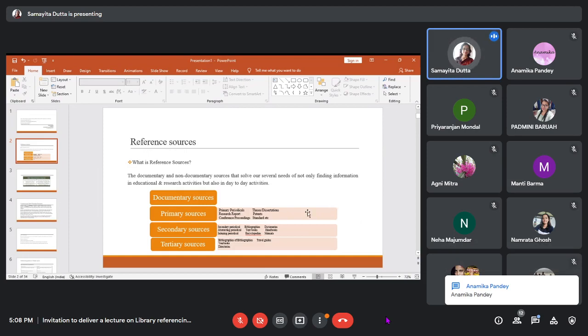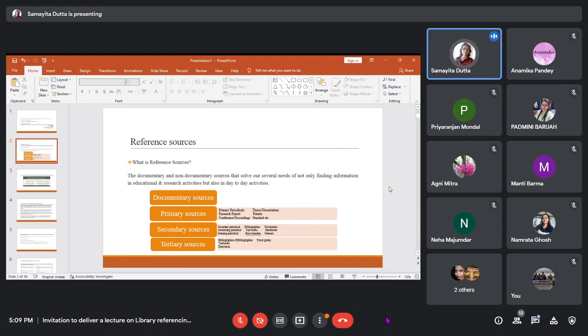Primary sources: primary periodicals, research reports, conference proceedings, theses, dissertations, etc. You can consider these as primary sources. Primary sources are the sources from which we gain the nascent thought, information, that is, the concept and knowledge that we can apply in our field of study. This is the primary, and after that come the secondary sources.